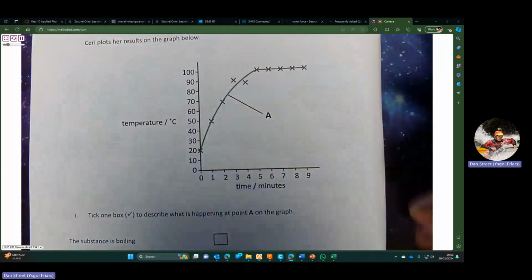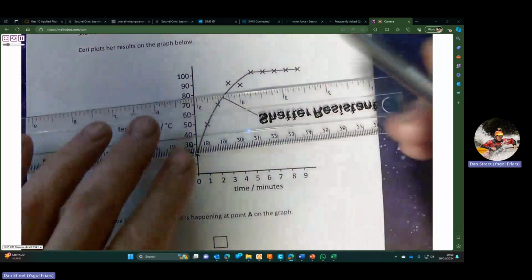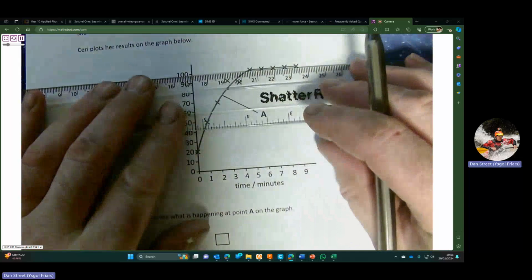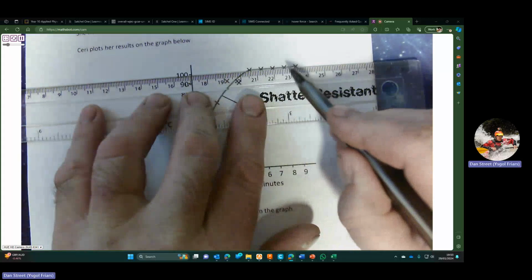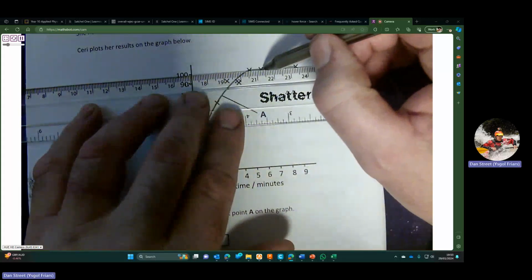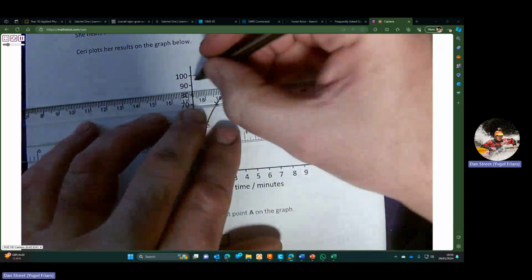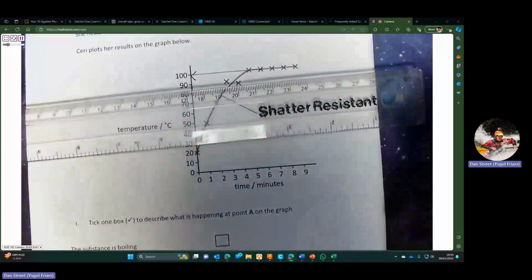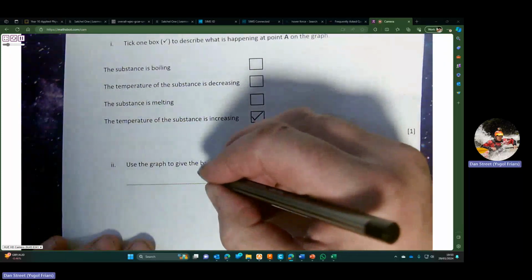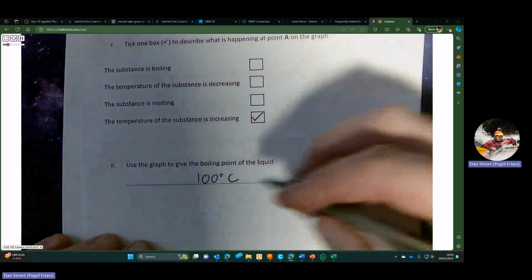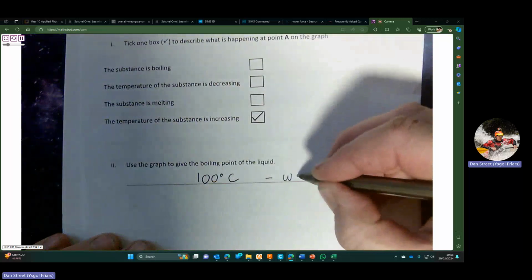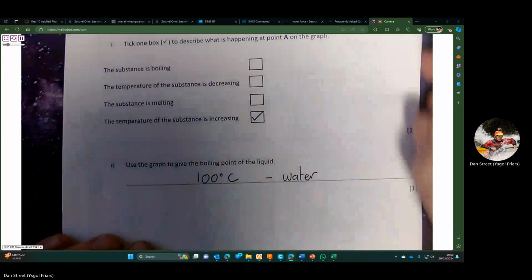And then use the graph to give the boiling point of the liquid. Now, a lot of you seem to make a bit of a meal of this, but I gave some people the benefit of the doubt because they were very close. But if you put your ruler on the horizontal section there, which should be recognizable, and extend it across, it points to exactly 100 degrees Celsius. Okay, so use the graph to give the boiling temperature of the liquid. It's 100 degrees Celsius. Now, it doesn't ask you for this, but if it's 100 degrees Celsius, it has to be water, which is the substance that you measured in your experiment.